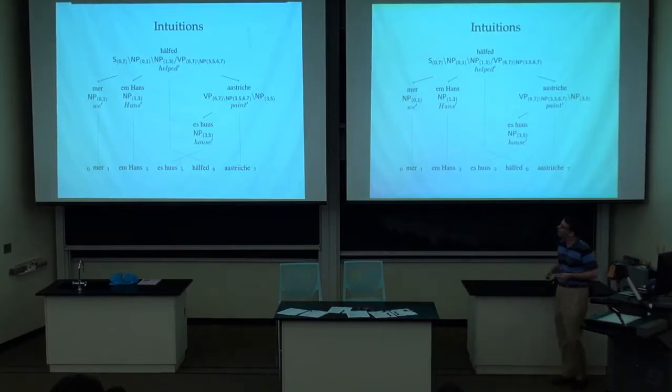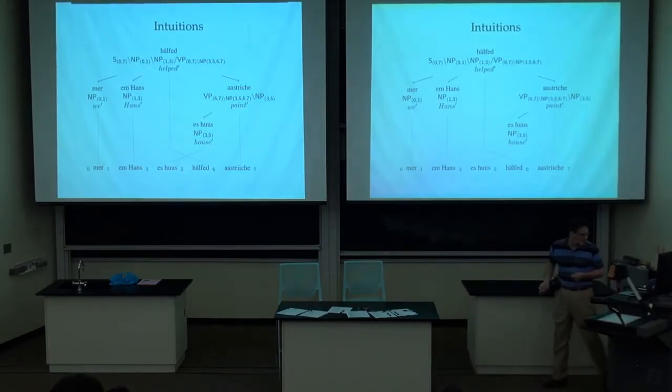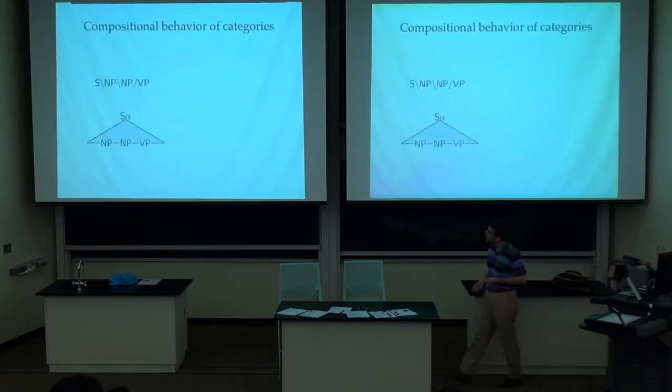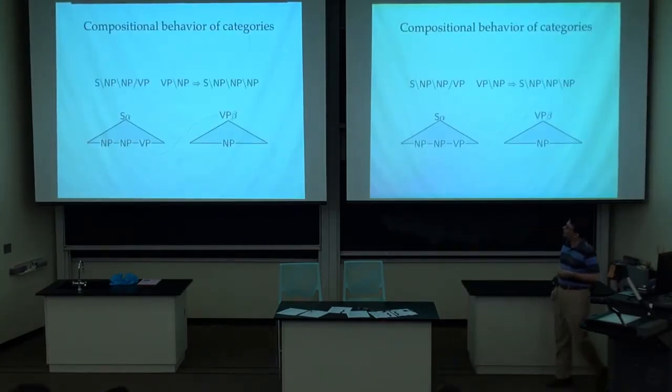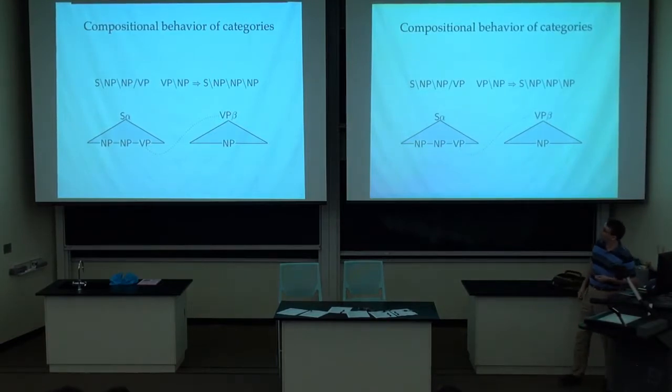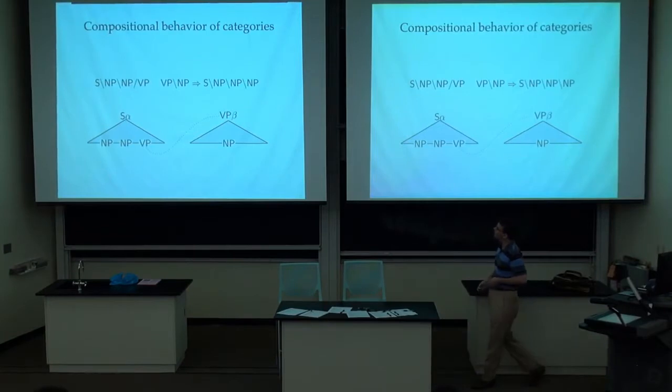It's just a little crazy construction. If you talk to me offline, I can explain more about why it looks like this. But the intuition has to do with the compositional behavior of these categories. Basically, when I'm combining two CCG categories in the derivation that looks like this, I'm combining two fragments of those valency trees in a particular way.